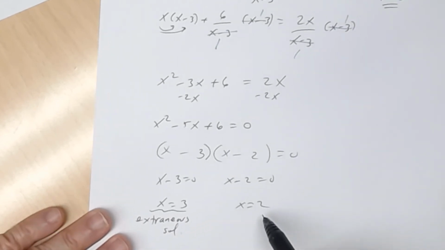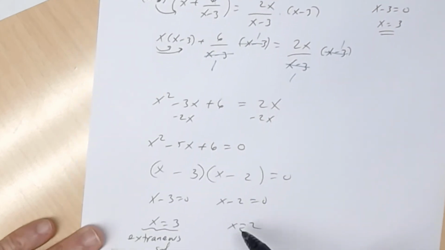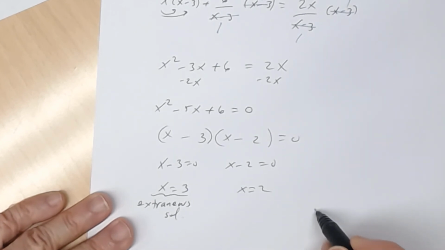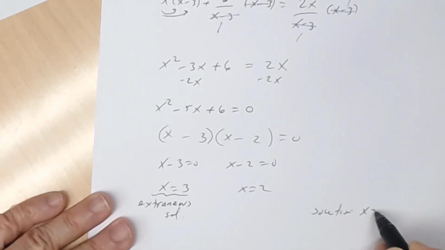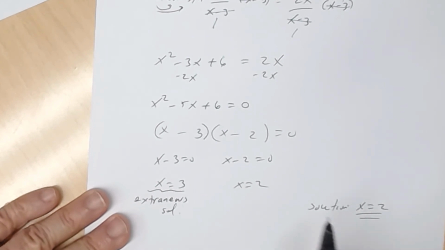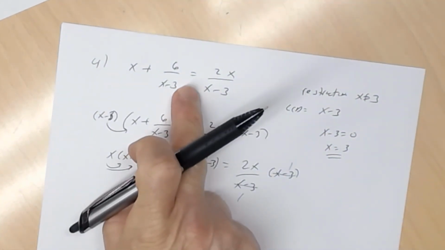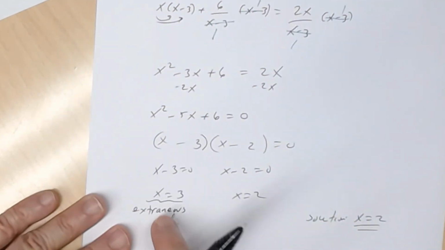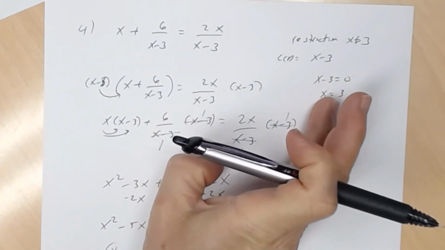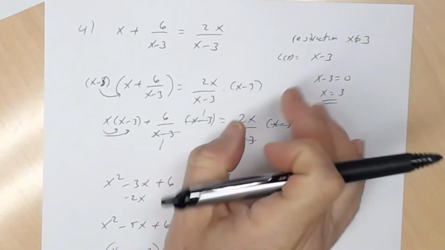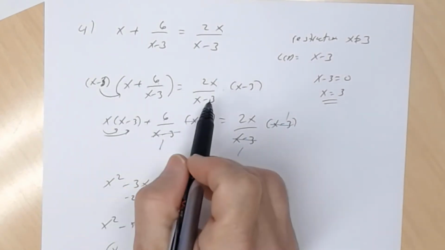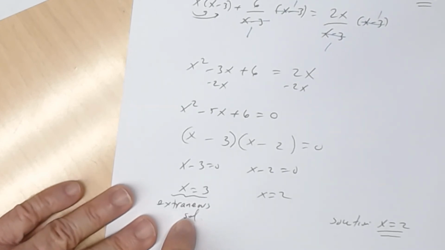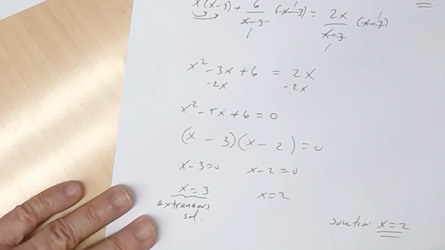Now this one's fine because that's not a restriction. See this x equal 2? That's not a restriction. So the only solution is x equal 2. That's your solution. This is not a solution to the original. That's a solution to this, but it's not a solution to the original. So what we've done was, when we multiply both sides by the variable expression, we introduced an extraneous solution. Okay. So the only solution is x equal 2.